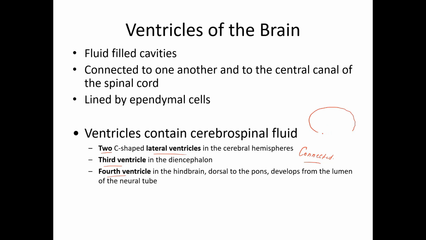This is the brain. This is the lateral ventricle in one half of the brain. In the other half, you have another lateral ventricle. So there are two lateral ventricles. And inside the ventricles, you have cerebrospinal fluid, okay, CSF. The ventricle contains cerebrospinal fluid inside.